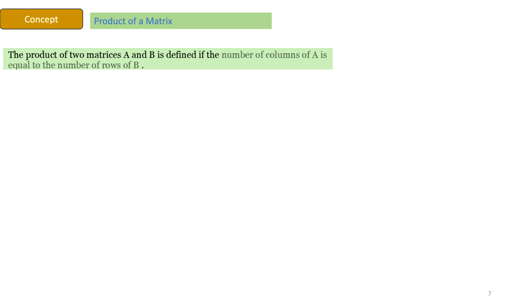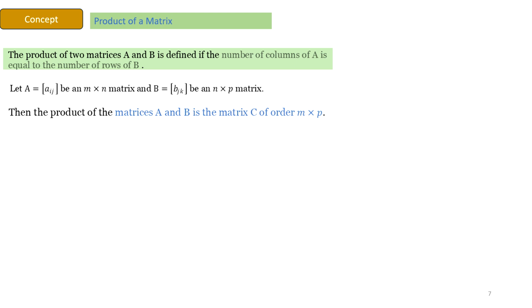Concept: product of a matrix. Let capital A be an m by n matrix, capital B be an n by p matrix. Let small aij represent a sample element of matrix A. Let small bjk be a sample element of matrix B. Then the product of the matrices A and B is a matrix C of order m by p.